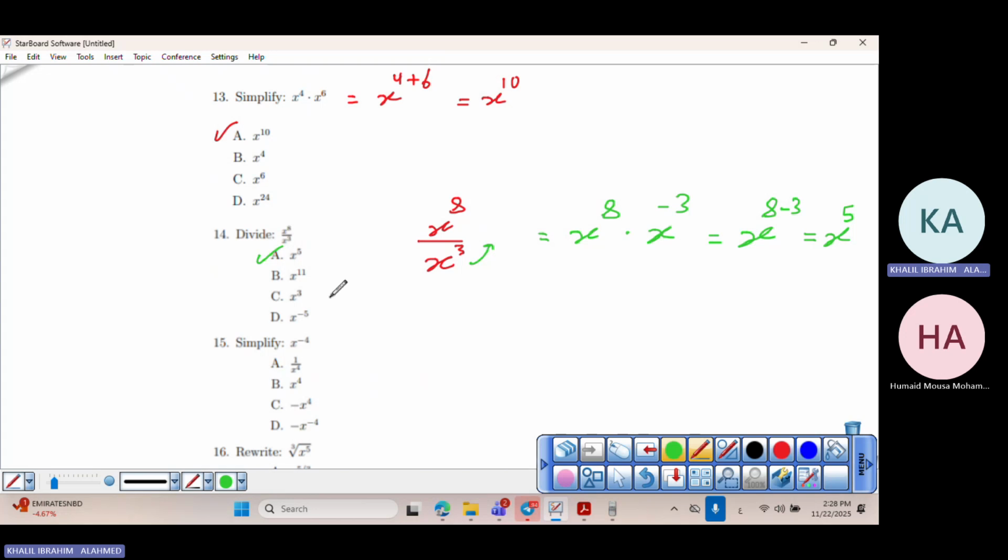Which one is right? Is A. Simplify here. Question 15, x to power negative 4. I can write this to make it positive: 1 goes down, so it is 1 over x to power 4. Yes, change the sign. The answer is also A.